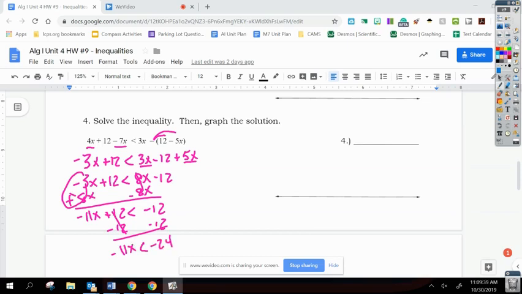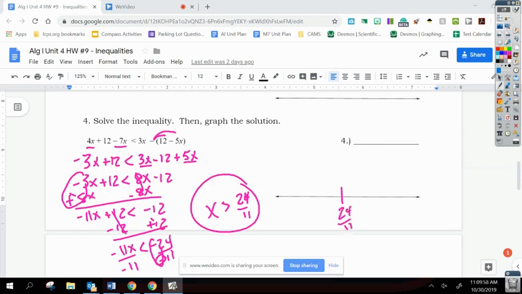Negative 12, keep change, negative 24. Divide by negative 11, divide by negative 11. We have x. Negative over negative is a positive 24 over 11. And since I divided by a negative, this symbol will flip. We put that in the middle, 24 11ths. So this is 25 11ths. And this must be 23 11ths. Open circle, x on the big side, which is to the right.